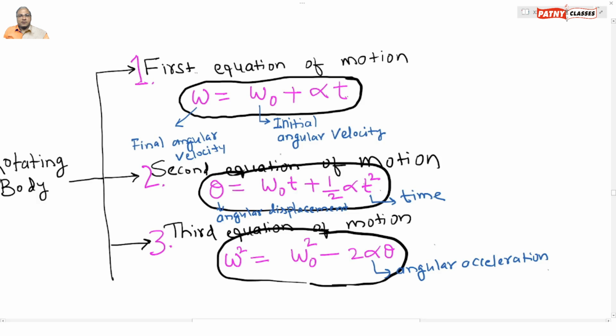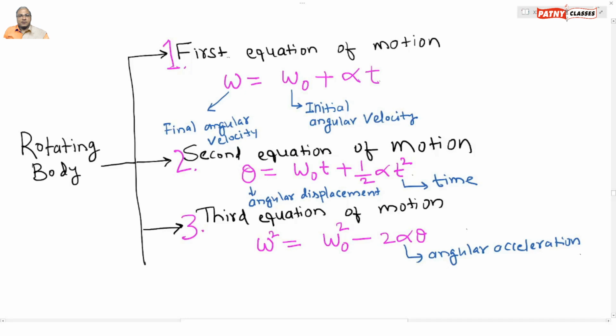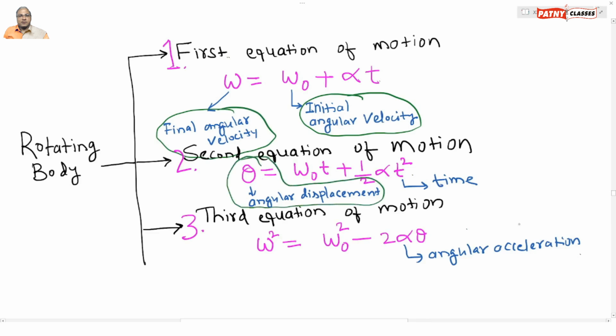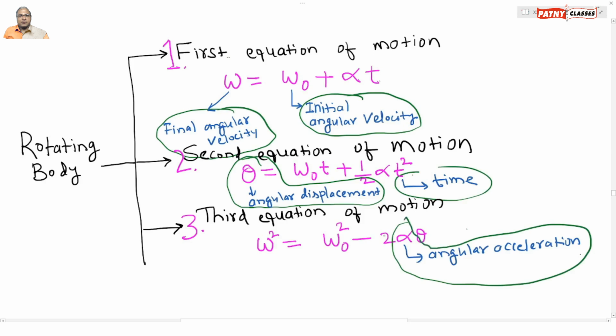One important notation regarding these three equations: here the plus, here the plus, and here is the plus. When the plus is written, it stands for accelerated motion, and if it is written minus, then it stands for retarded motion. So these three equations can be used for both accelerated as well as retarded motion. In these equations, omega naught stands for initial angular velocity, omega stands for final angular velocity, theta stands for angular displacement, t stands for time, and alpha stands for angular acceleration.